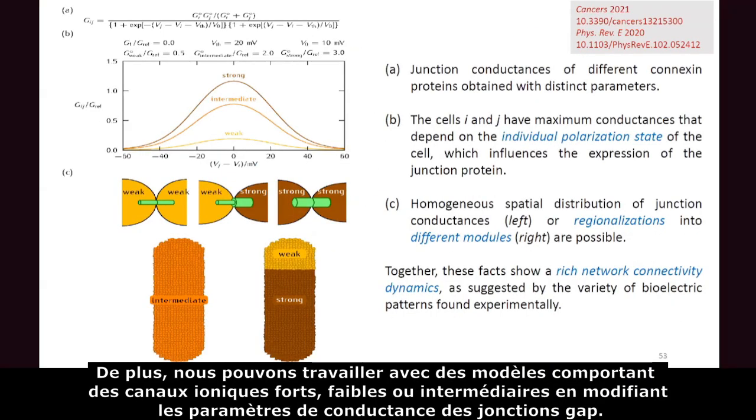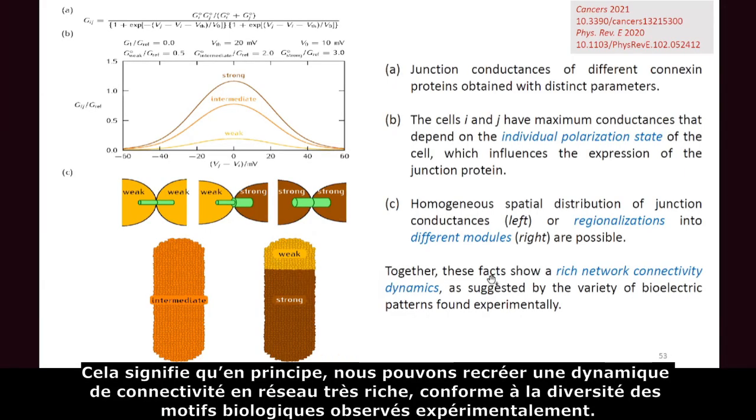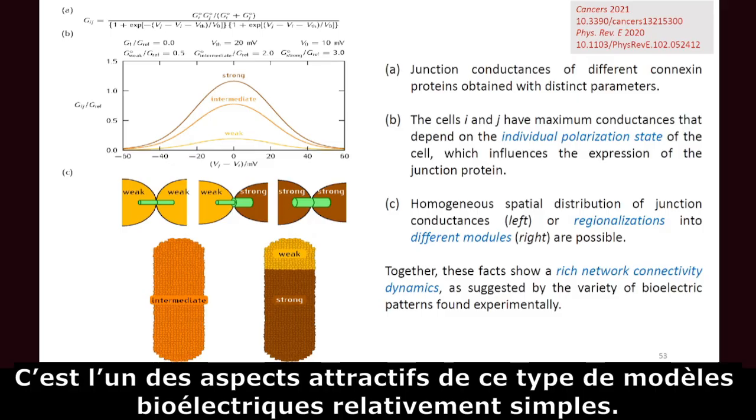Additionally, we can work with models with strong and with weak or intermediate ion channels by changing the parameters of the conductance of the gap junction. And moreover, we can also consider inhomogeneous distributions of weak and strong gap junctions. That means that in principle we can recreate a rich network connectivity dynamics, as suggested by the variety of bioelectrical patterns that are found experimentally. This is an attractive point of this sort of relatively simple bioelectrical models.